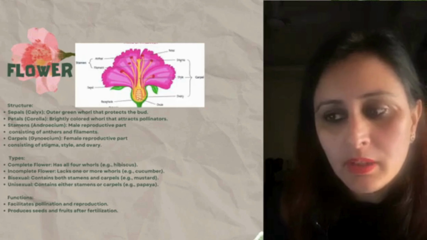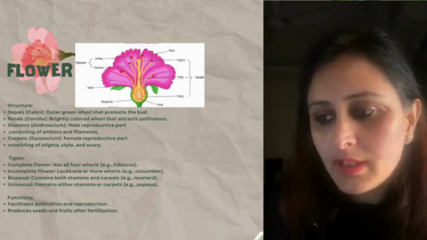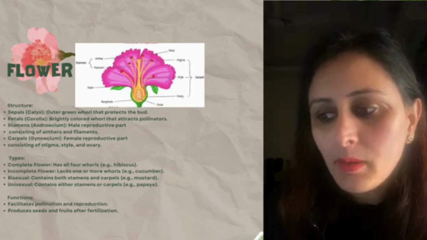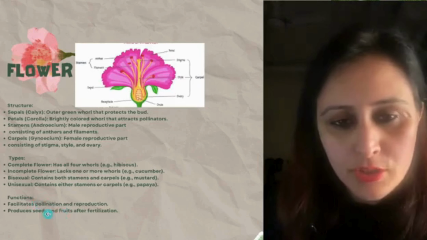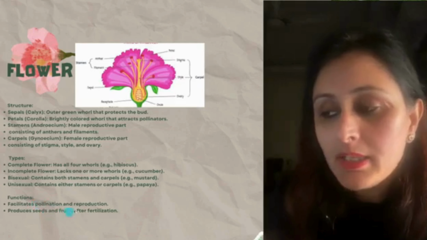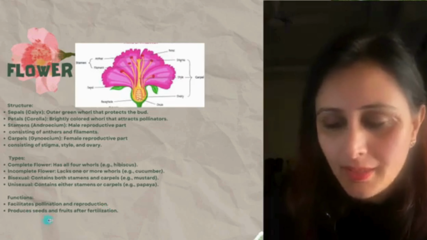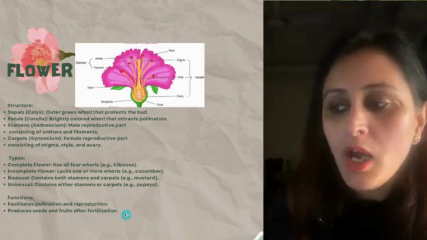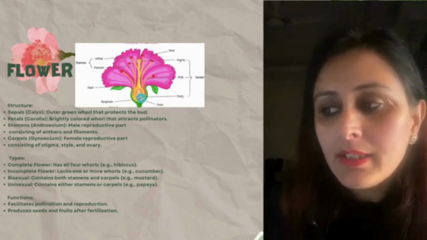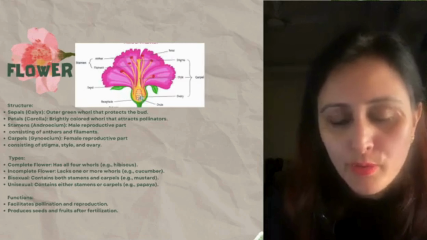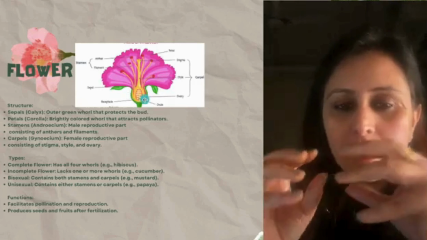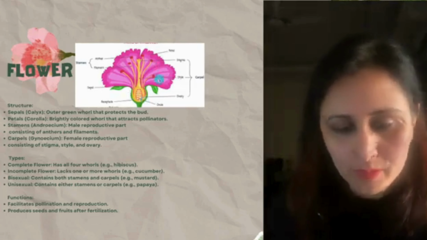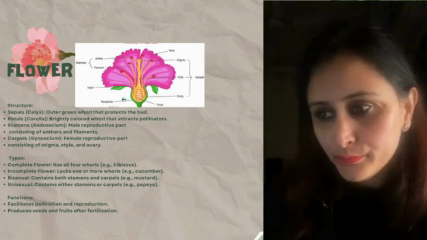Now the function, we have talked about it: facilitation of pollination and reproduction, and producing seeds and fruit after fertilization. So once the fertilization has taken place, the ovary goes to the next level. Formation of seed happens here. And then in that stage, these petals shed off, these sepals shed off, and the ovary starts growing in size and the seeds start forming, right?